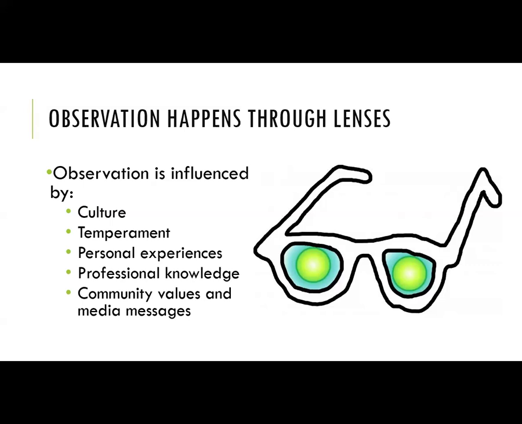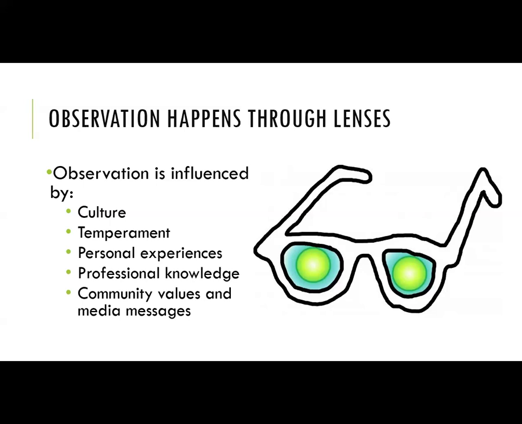Observation is shaped by several personal and societal lenses, though, such as culture, the observer's personal temperament, their personal experiences, their professional knowledge, and various community values. So while these perspectives offer valuable insights, they can also introduce biases, which is not something we want to have when making observations. An example of that would be a teacher's own cultural background may influence how they perceive a child's behavior, or their professional knowledge may shape how they interpret developmental milestones. So it's important to be cautious, as these lenses can affect the objectivity of the observations that you make.